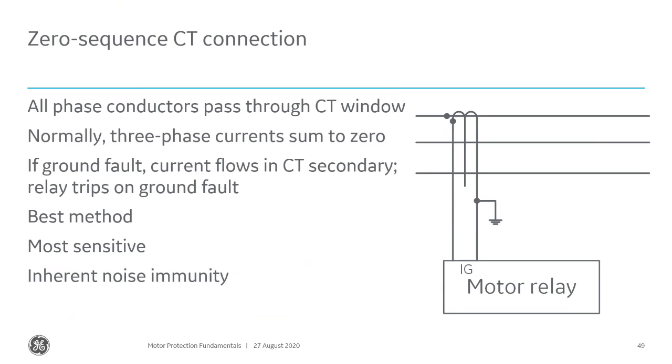So I've already talked about these without waiting for the specific slide, but again, the zero sequence CT, one CT, all phase conductors pass through that CT window. Normally the phase current sums to 0, and if there's a ground fault, you get current flowing into the motor relay. This is the most sensitive method, and it has inherent noise immunity.